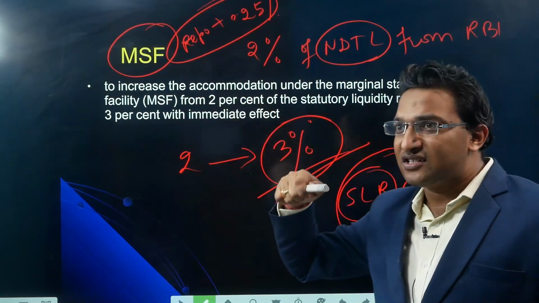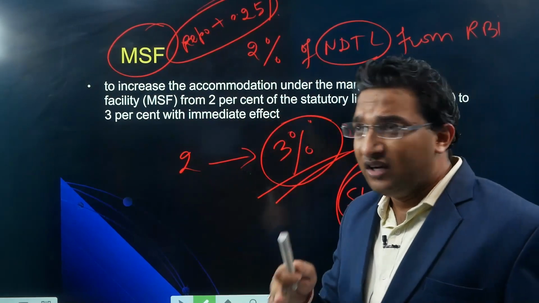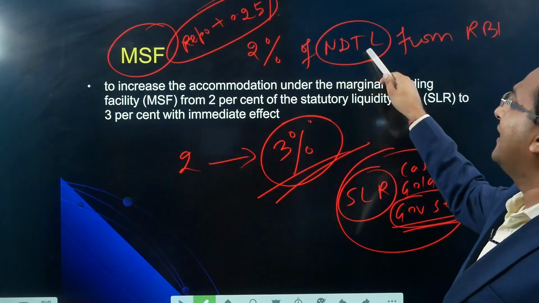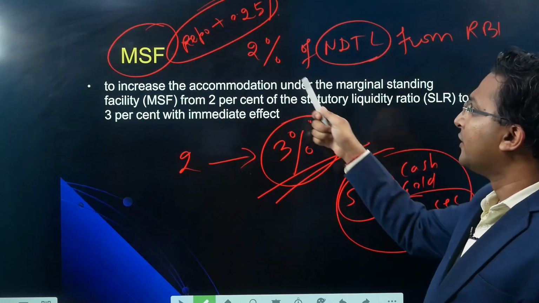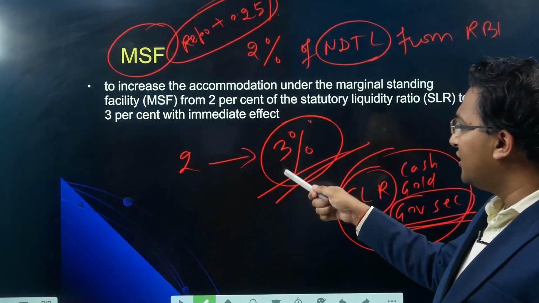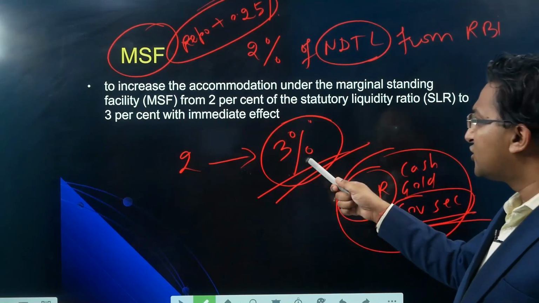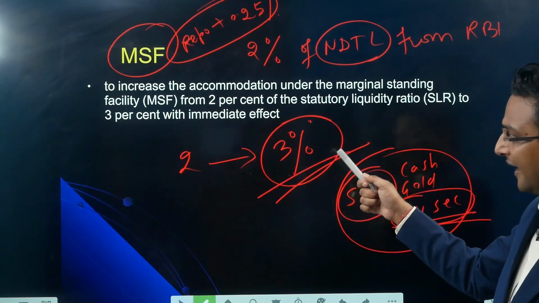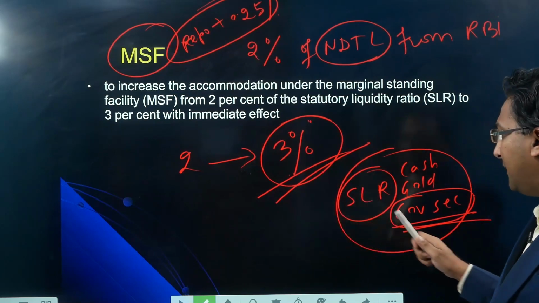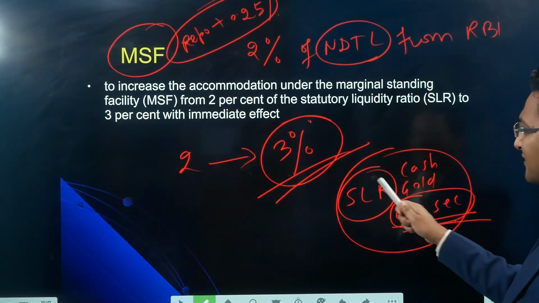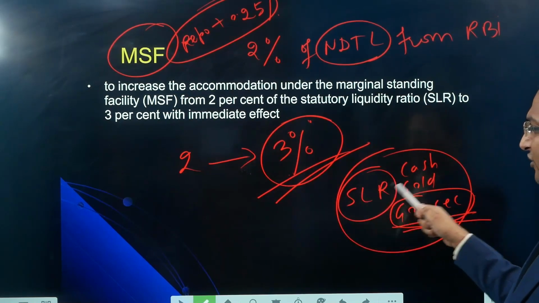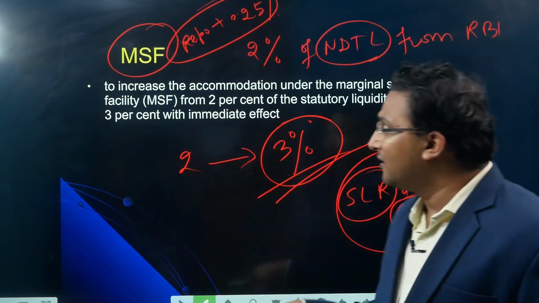MSF, marginal standing facility, is an extra facility which is given up to 2% of NDTL. NDTL means total deposit of the bank. Now this 2% has been increased to 3%, right? And this 3% is actually taken from the RBI by keeping government security from the SLR portion, statutory liquidity ratio portion, with the RBI, right?